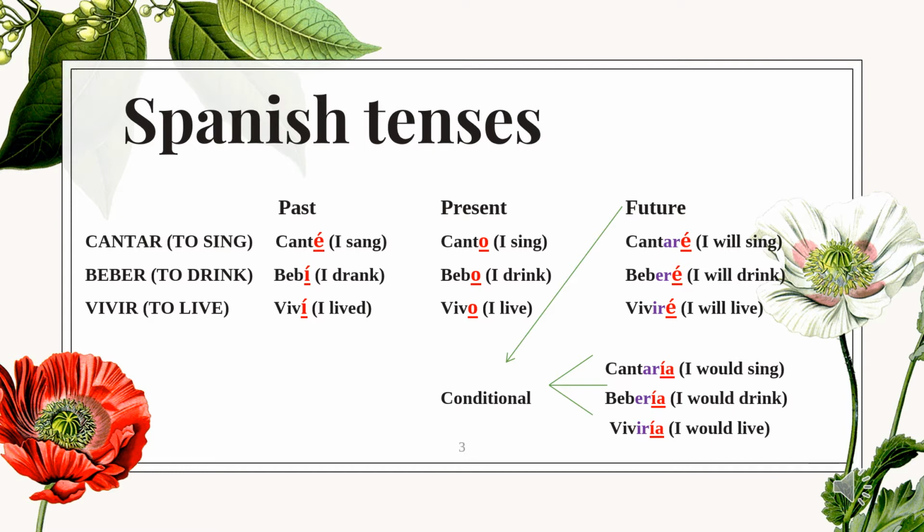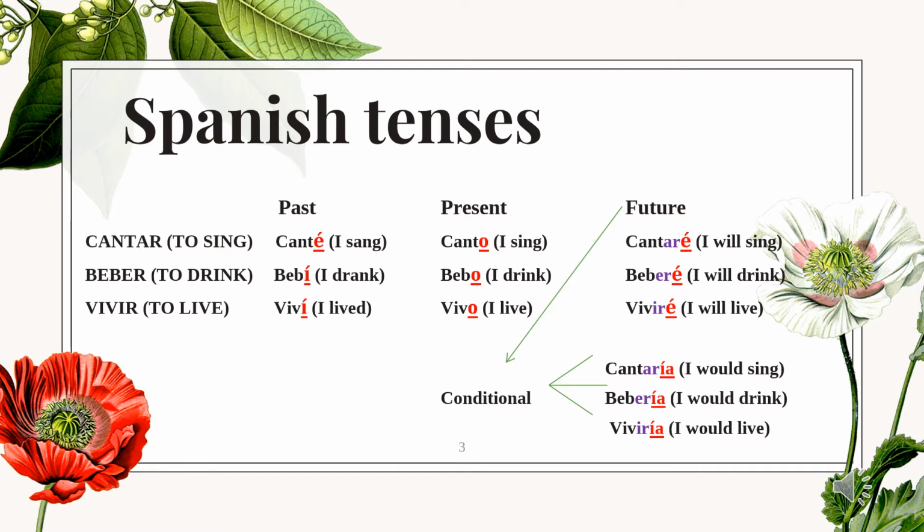And underneath the future, we've got an arrow that points at the conditional, and that's because the conditional obviously refers to a future situation. So in the future, I would like to. In order to form the conditional, if you look at the verbs, the conditional is identical to the future. All we do is change the ending. So, cantar, to sing, I would sing, cantaría.